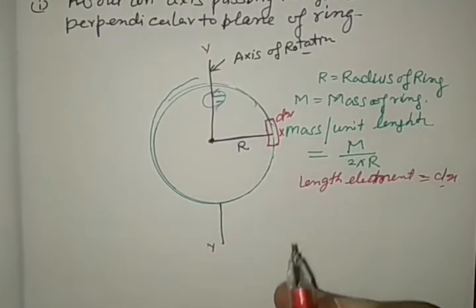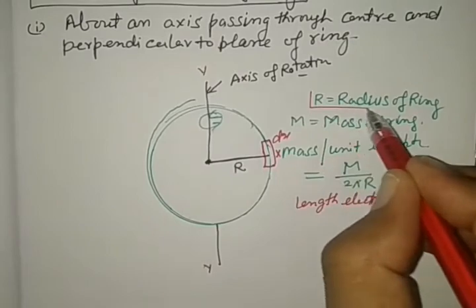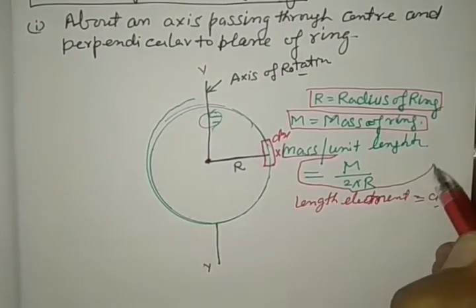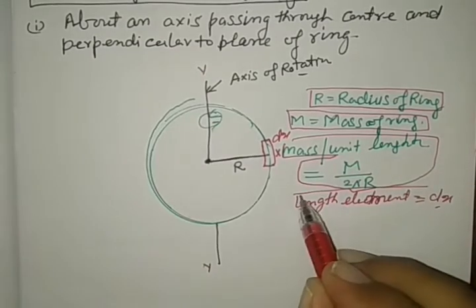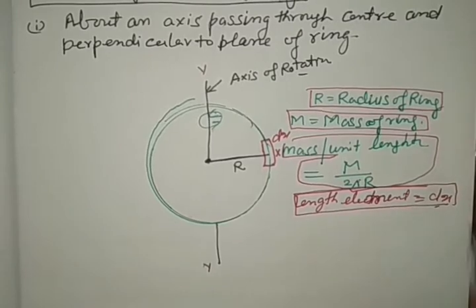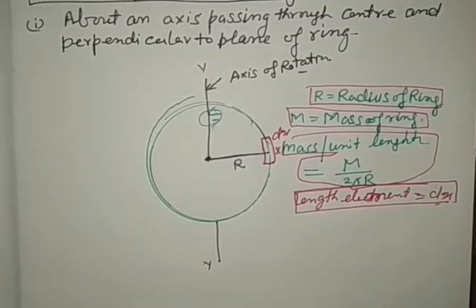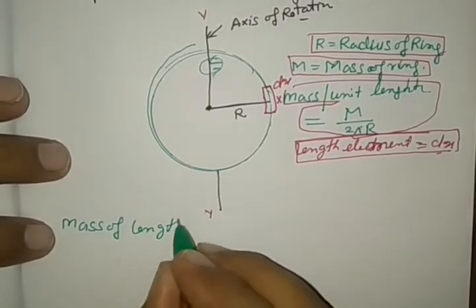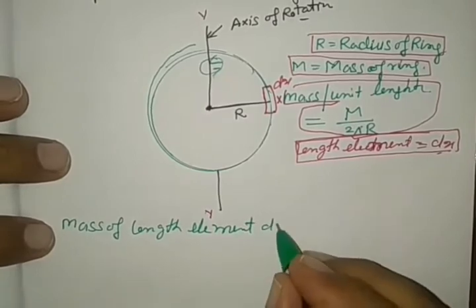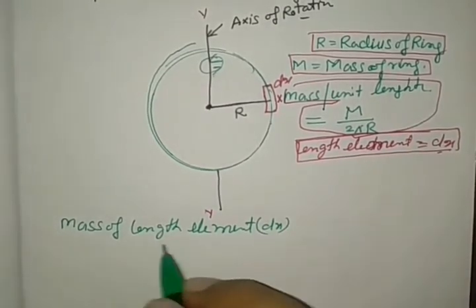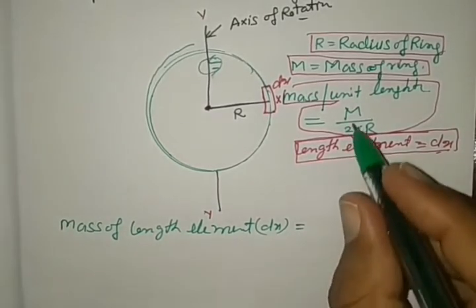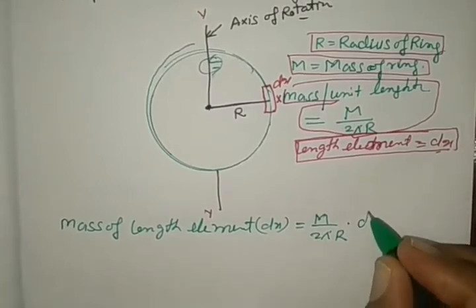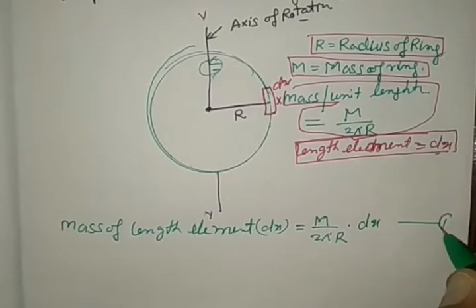Now we are going to calculate some of the things very carefully. R is the radius of the ring, M is the mass of the ring, mass per unit length of the ring is this, and the length element is dx. Now to obtain the mass of the length element dx: it is equal to mass per unit length times dx, that is M upon 2 pi R into dx. Write this as equation number 1.